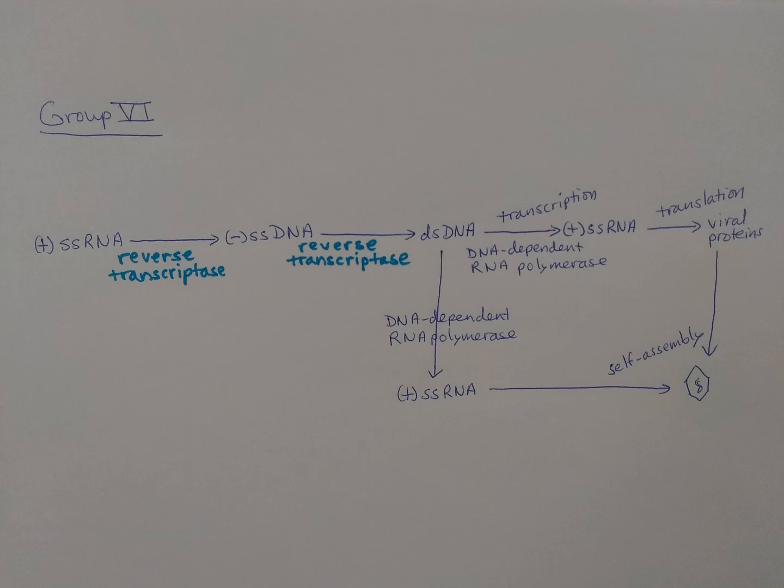Then the host cell ribosomes can translate the viral messenger RNA, make the viral proteins, and then make the capsid. The last step is we need to make more of the plus single-stranded viral RNA. So we take the double-stranded DNA, and from that we make the plus single-stranded RNA. We use RNA polymerase because we're making RNA, and it's DNA dependent because we're depending on DNA for the instructions to make the RNA.